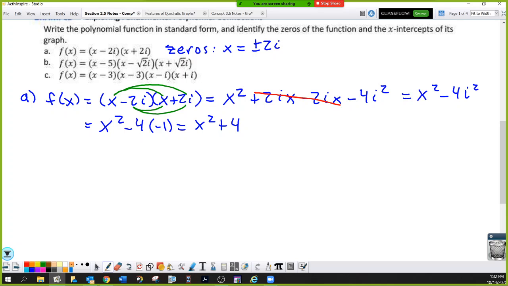Do you have the ability to solve a quadratic like that? Of course you do. Set it equal to 0, subtract 4 from both sides, take the square root of both sides, bada bing, bada boom, plus or minus 2i.